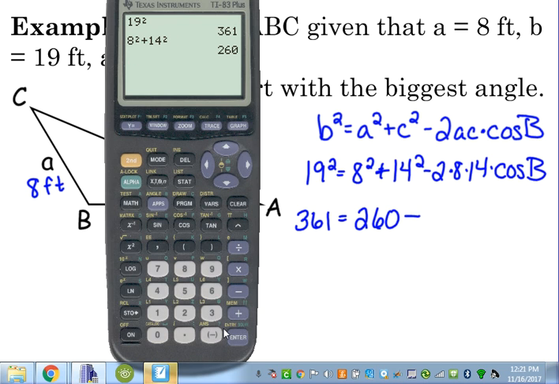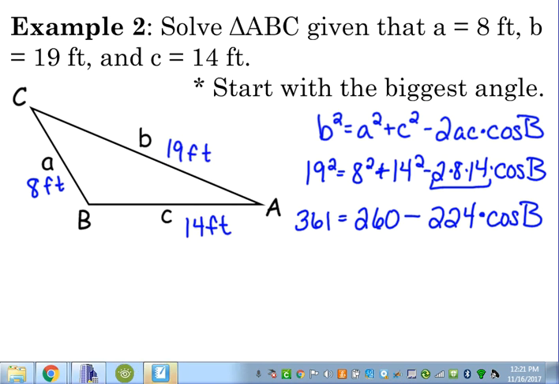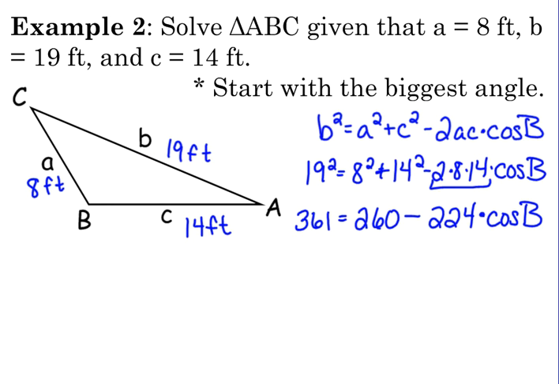260. We need to multiply the 2 times 8 times 14. 224 times the cosine of B. Now, most times when you see the law of cosines written, you won't actually see them put that times symbol in there because it's just understood if you have 2AC cosine B, that is multiplication there. I put it there because I think it helps emphasize that we're multiplying these 2 terms right here.